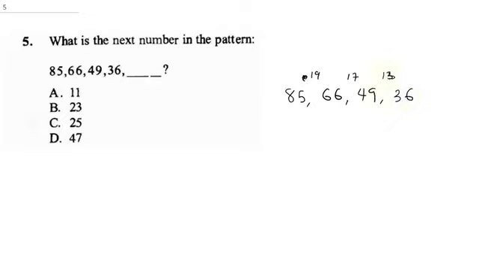Now I'm noticing something. These are called prime numbers. They are numbers that are divisible by themselves and 1. So having established this is a prime number, this is a prime number, this is a prime number, the next prime number is 11. So I'm going to do 36 minus 11, and that will give me 25. So the next number in line is 25, and the correct answer here is C.